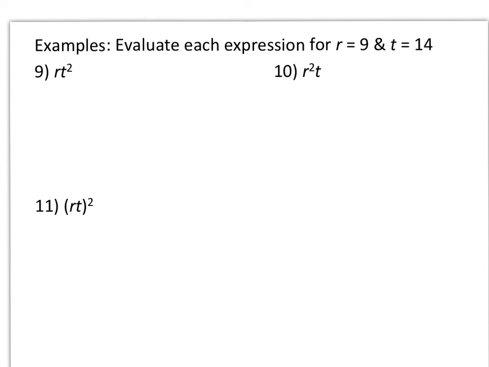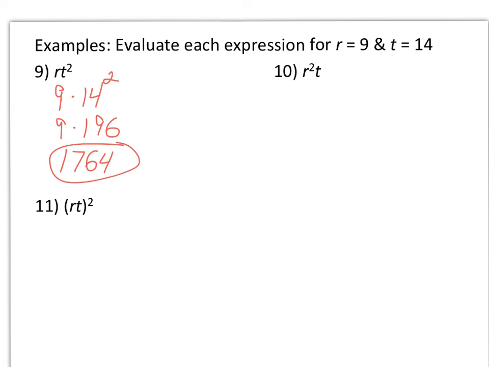Okay, our last three examples, same idea, except they're a little trickier, might get some larger numbers. So let's see, in number 9 we have r times t squared. So let's substitute in this case, 9 for r, and then 14 for t. Okay, order of operations says to do exponents before multiplication. So we have 9 times, now 14 squared is 14 times 14, or 196. And then if we take 9 times 196, we get 1,764.